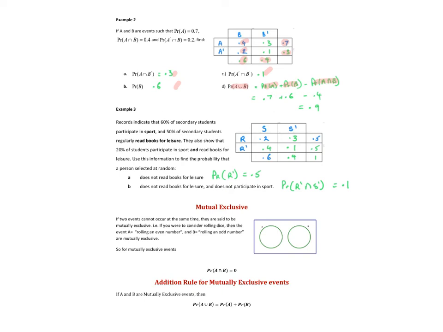We can do exactly the same thing for example 3. The elements in blue are the ones that I could get from the question, and then I just fill in everything else, all right? So then it's returning the probability that they don't read a book for leisure. That's just not R happening. So not R is 0.5, all right? The probability of not reading and not participating in sport, probably everyone in the COVID world, is R dash intersection S dash, and that's 0.1.